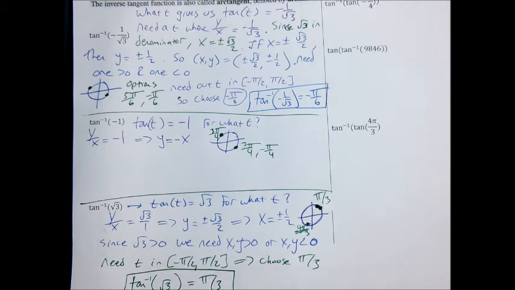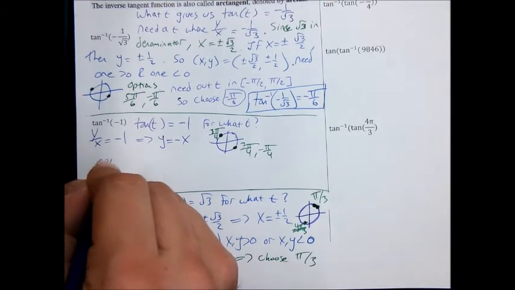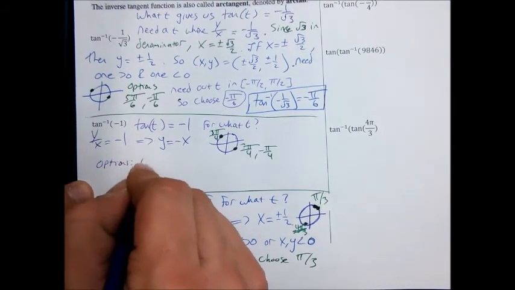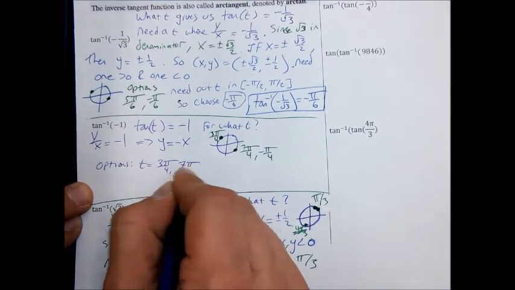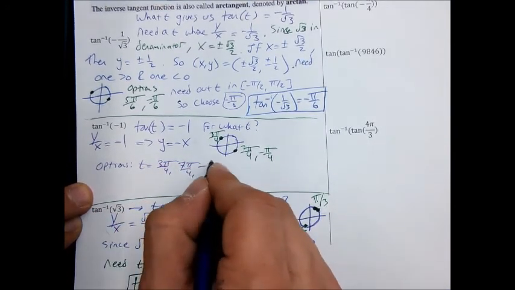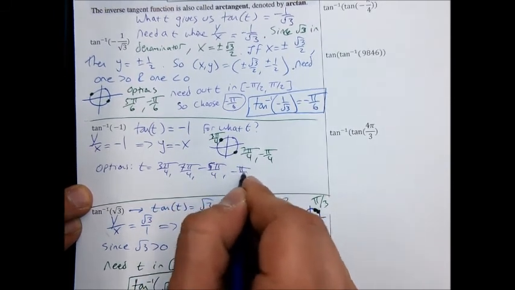And so what's the one that we want? Negative pi over 4 is the one we want. So our options are t equals 3 pi over 4, or 7 pi over 4, or minus 5 pi over 4, or minus pi over 4, right? Dot, dot, dot, etc.